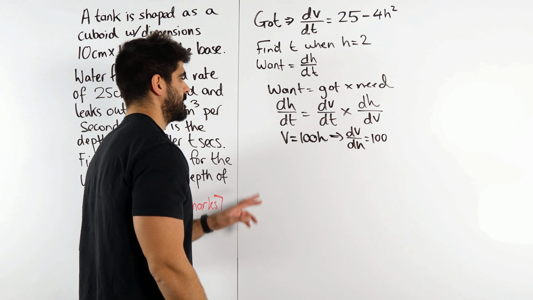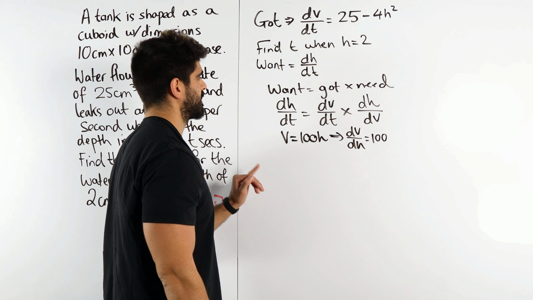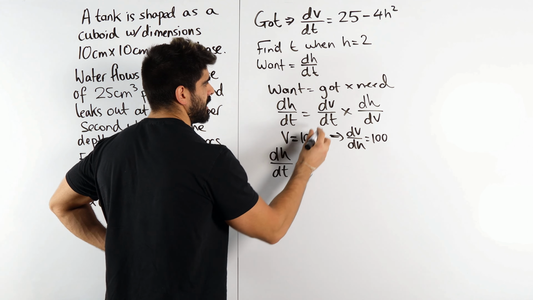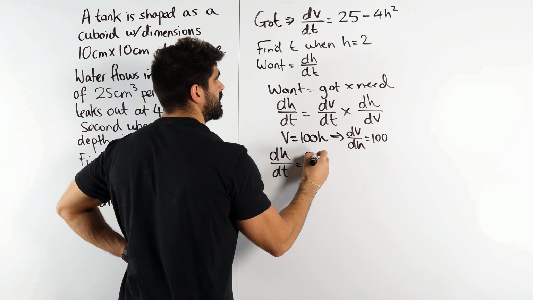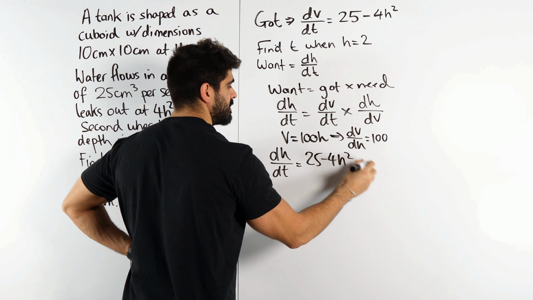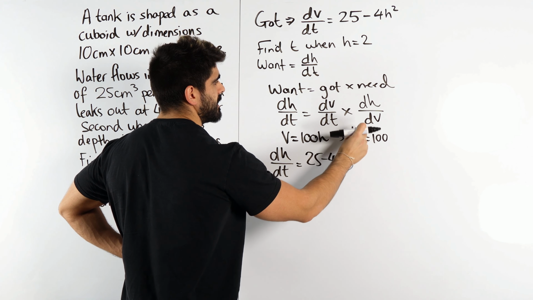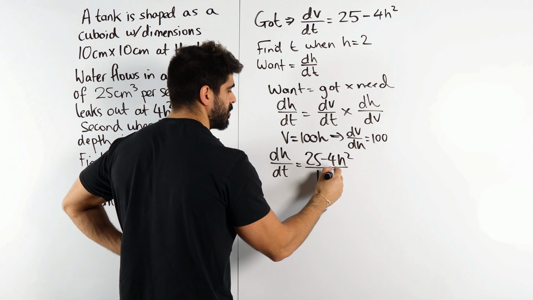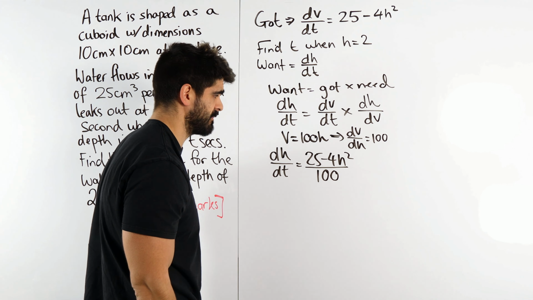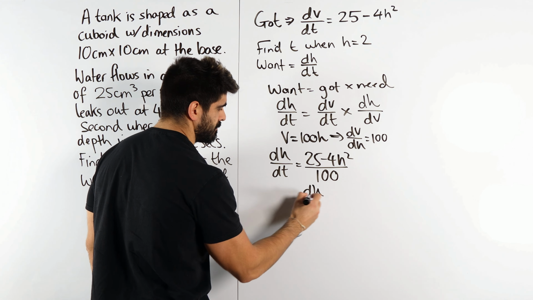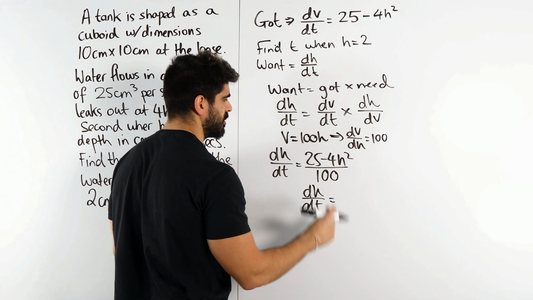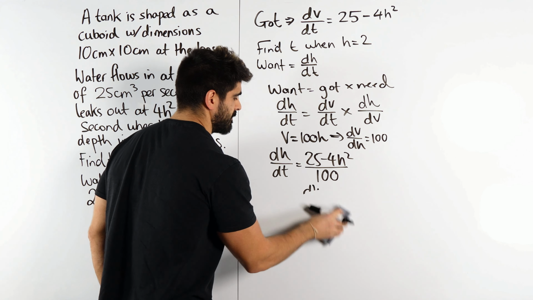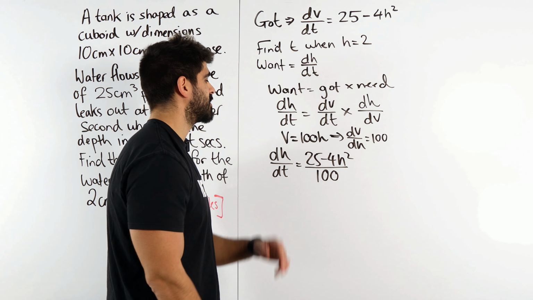Okay, all right, so what are we saying? We're just going to sub things in then. So we've got dH by dt is dV by dt, which is this 25 minus 4h squared. Then we're multiplying that by dH by dV, which is the reciprocal of this. So I'm actually going to write it over 100. And we can actually simplify that, right? Actually, no, we can't. I was going to divide everything by 4, but 4 doesn't even go into 25. Anyway, we need to solve this.